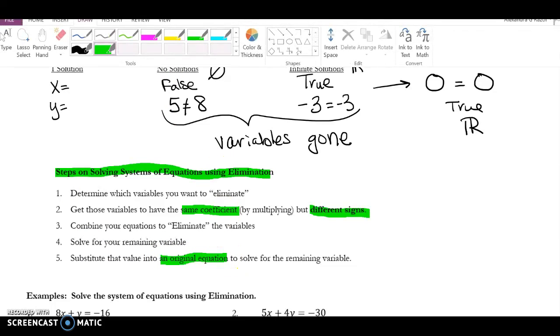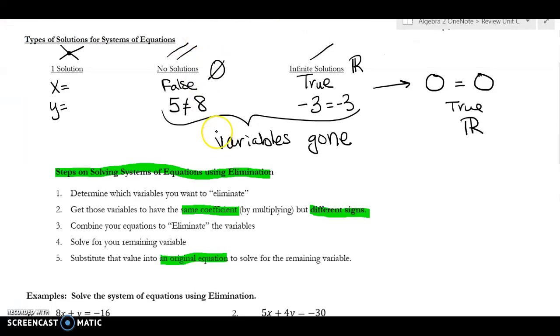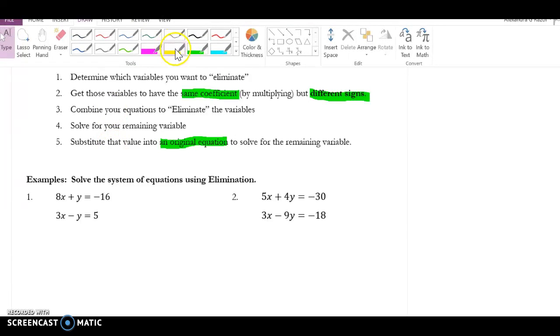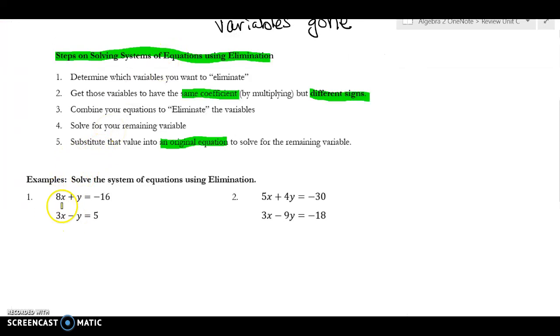Okay, so we have different levels of these. They get harder and easier. So let's go ahead and start with some easier ones. Right now, I've got to figure out what I want to eliminate. And again, to eliminate something, it's the same number, different signs. If you notice, I have a y here and a negative y here. I'm going to eliminate those because I can already do that. A positive y and a negative y are gone. And so now I have 11x equals -11. I divide and I get x is -1.